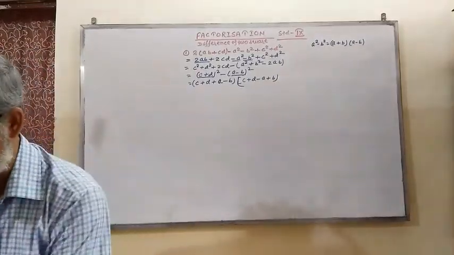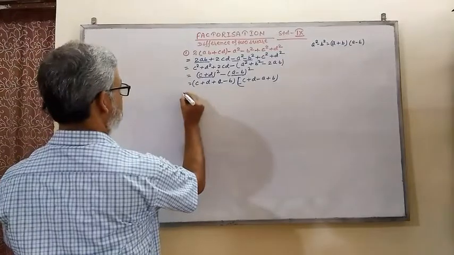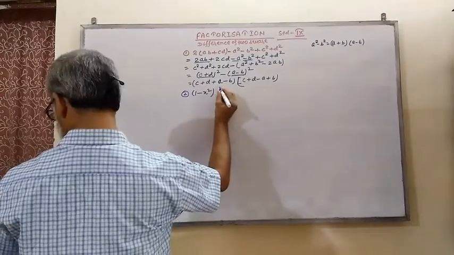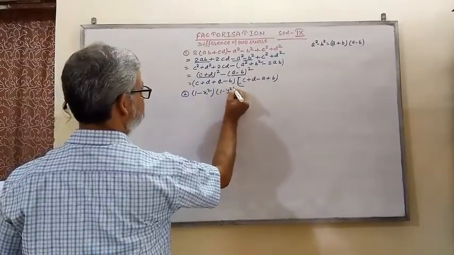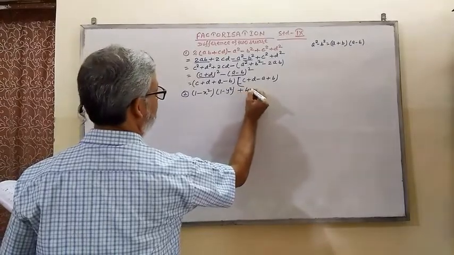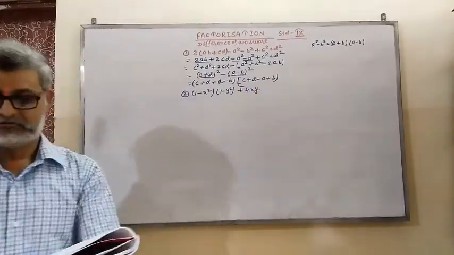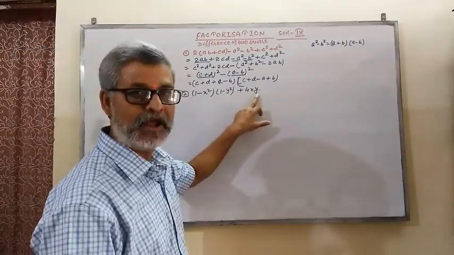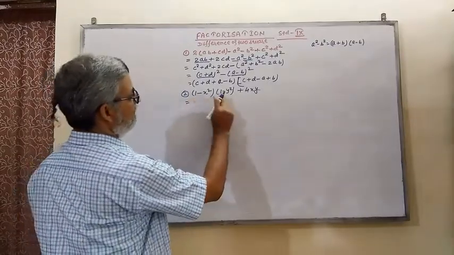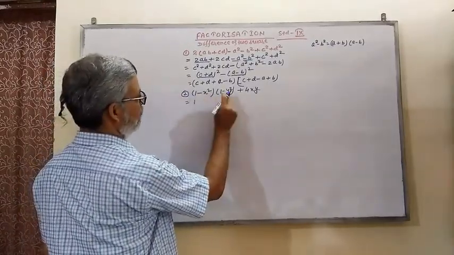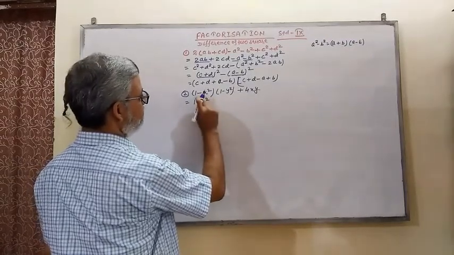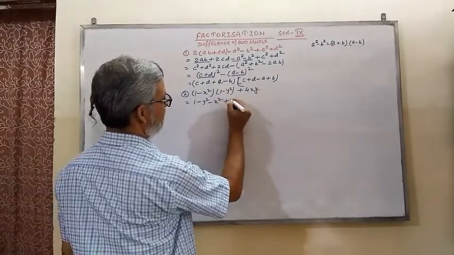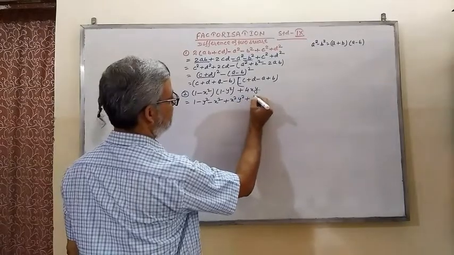Next question is (1 minus x square) into (1 minus y square) plus 4xy. First, we will multiply this out. 1 into 1 is 1. 1 into minus y square is minus y square. Minus x square into 1 is minus x square. Minus into minus is plus x square y square, plus 4xy.